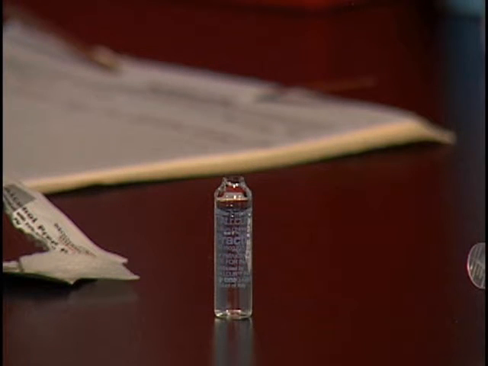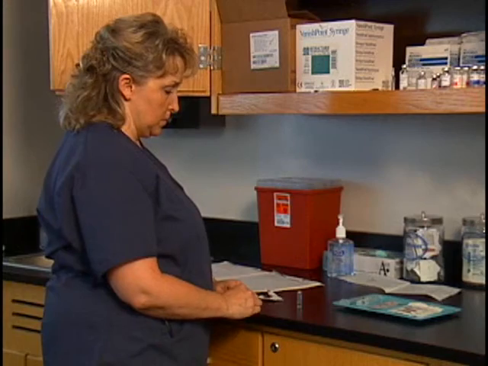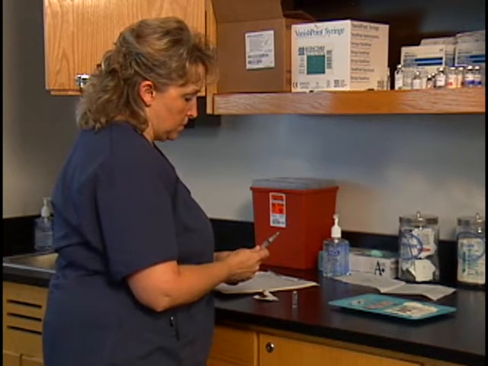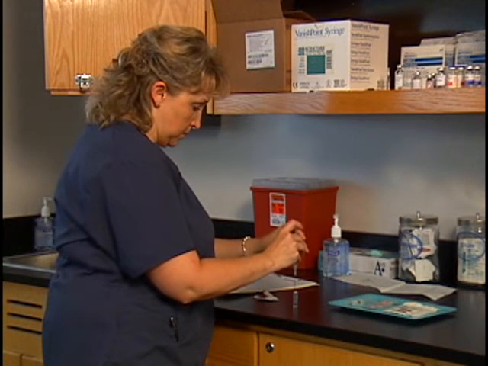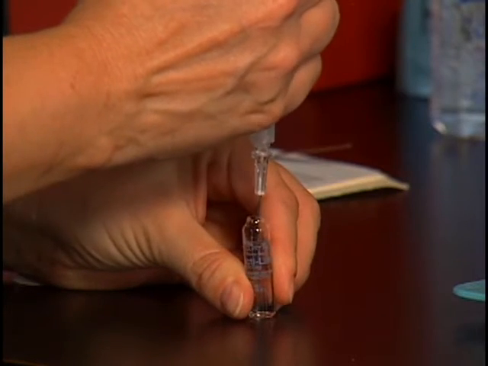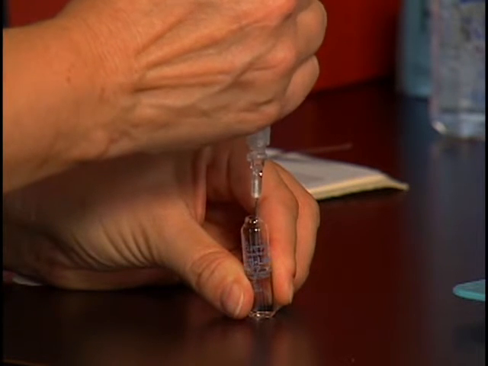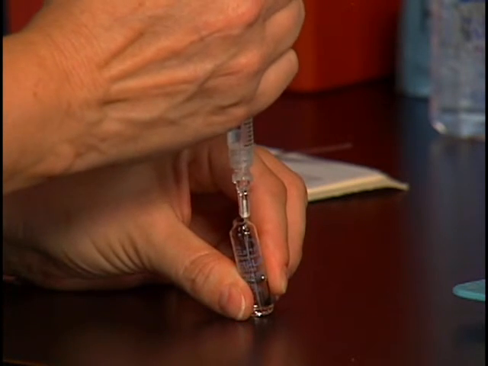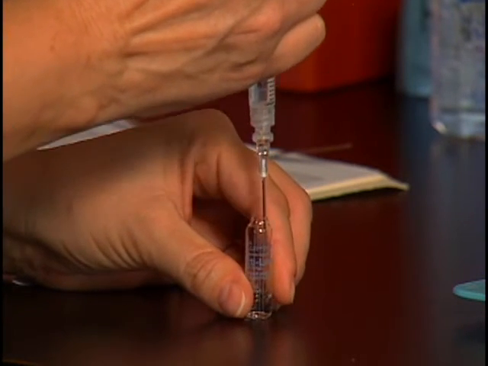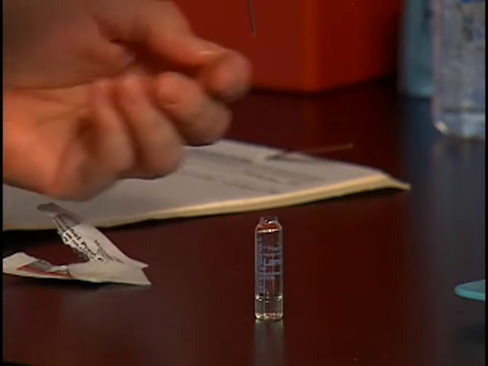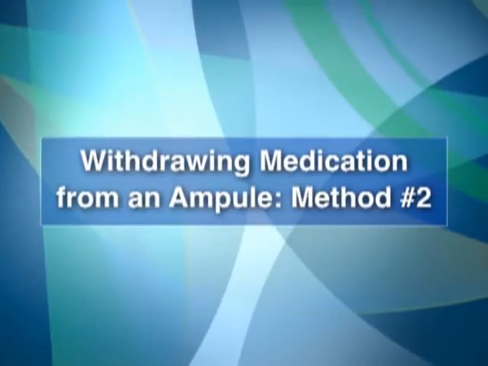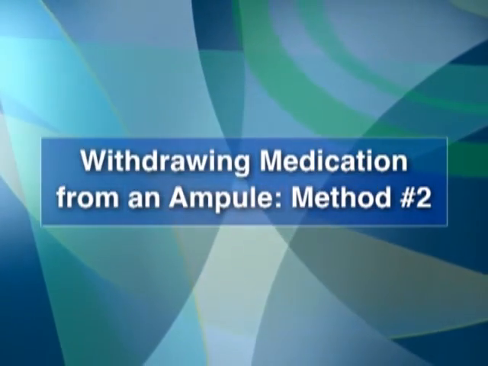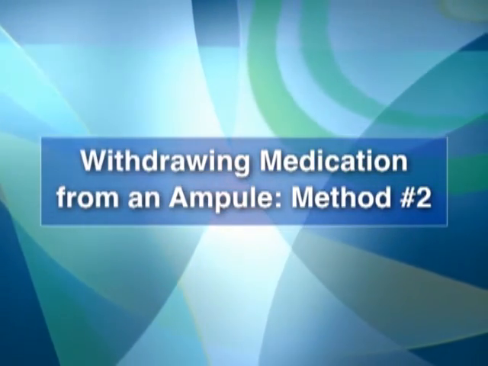Place the ampule on a flat surface. Remove the needle guard and insert the filter needle into the ampule. Keep the needle opening below the fluid level to avoid drawing air into the syringe. Withdraw the proper amount of medication into the syringe by pulling back on the plunger. Tilt the ampule as needed to keep the needle opening immersed in the fluid. The medical assistant will show you a second method for withdrawing medication from an ampule. Choose the technique that is easiest for you.